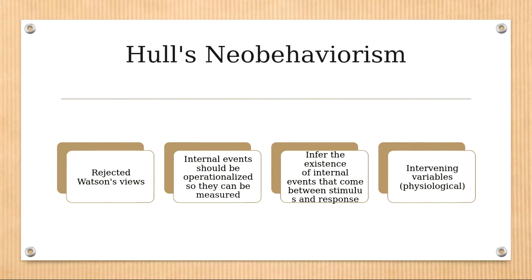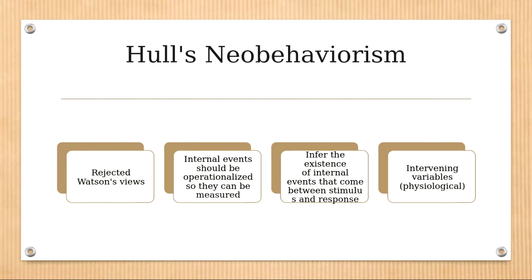So again, we can infer the existence of internal events that come between the stimulus and the response. Whereas Watson originally thought that there was purely an environmental stimulus that led to a behavioral response, Hull said that we can infer that there is some internal event that comes between the stimulus in the environment and the behavioral response that can explain the behavioral response. Hull called these intervening variables. And for Hull, these intervening variables were physiological, so they were physical variables.